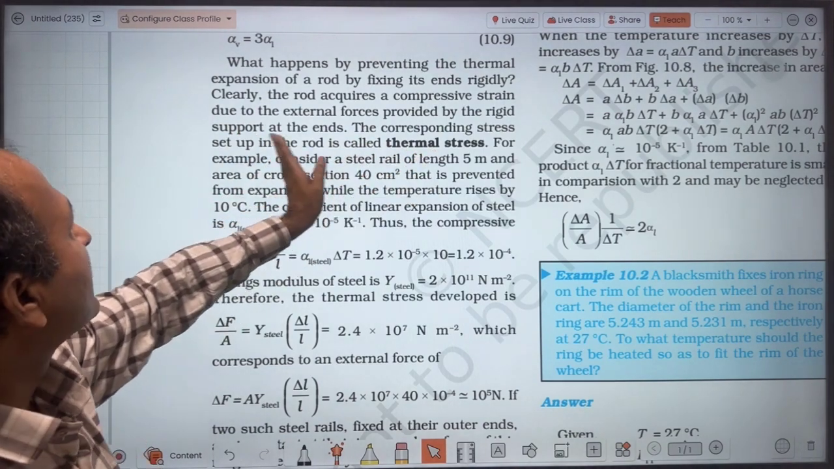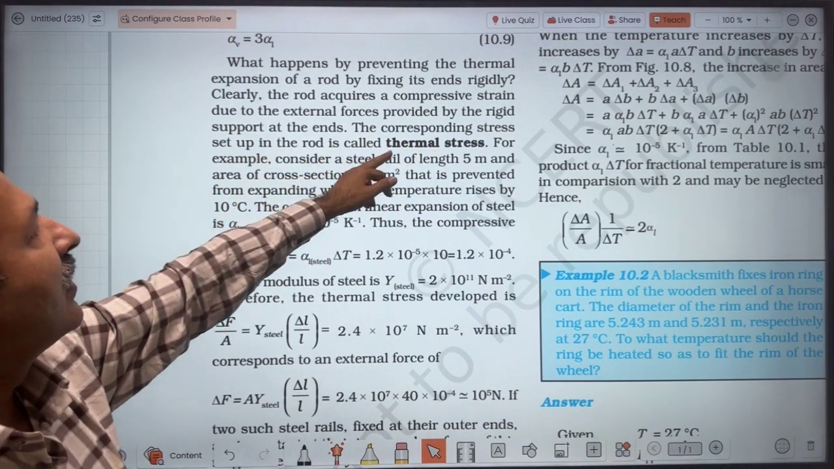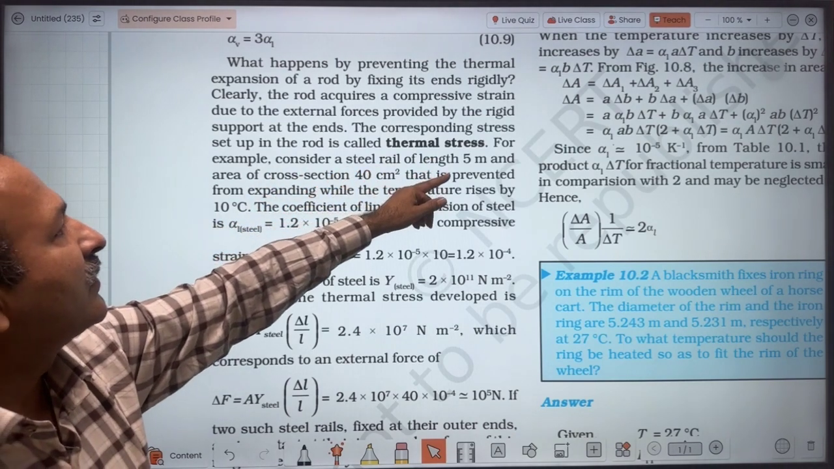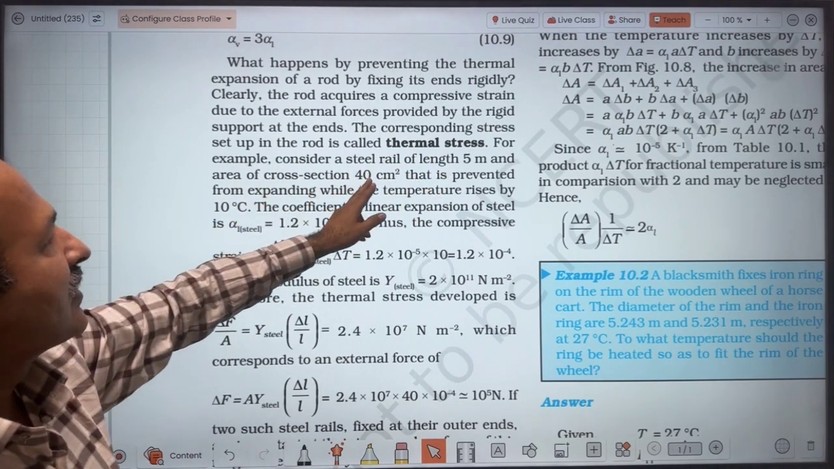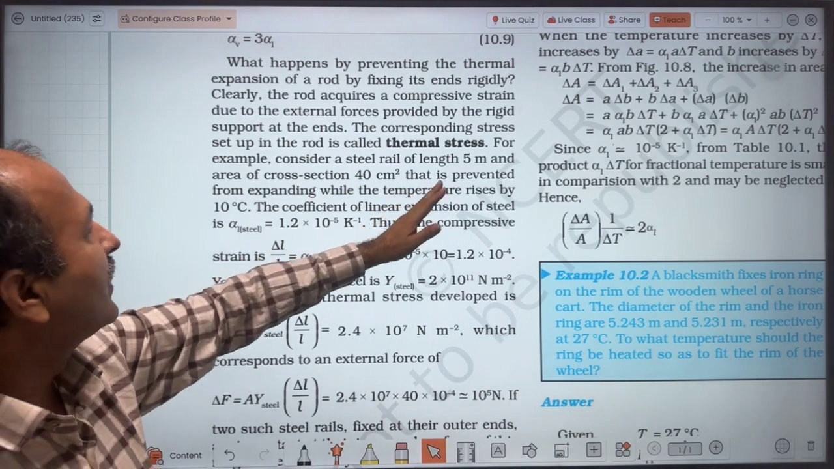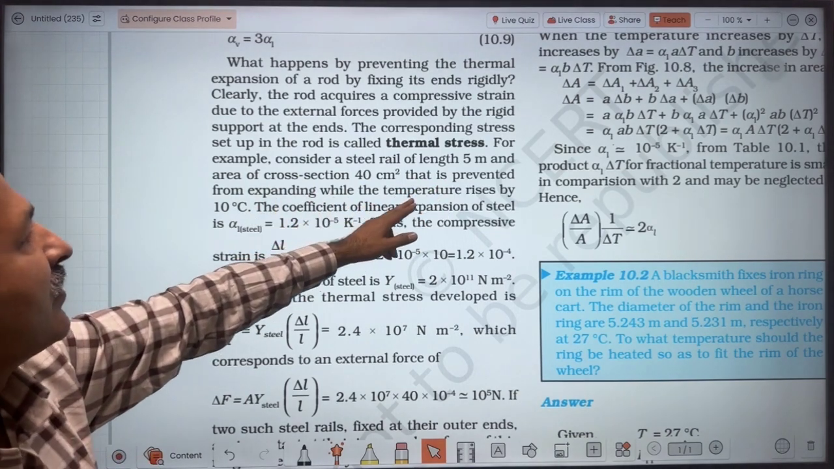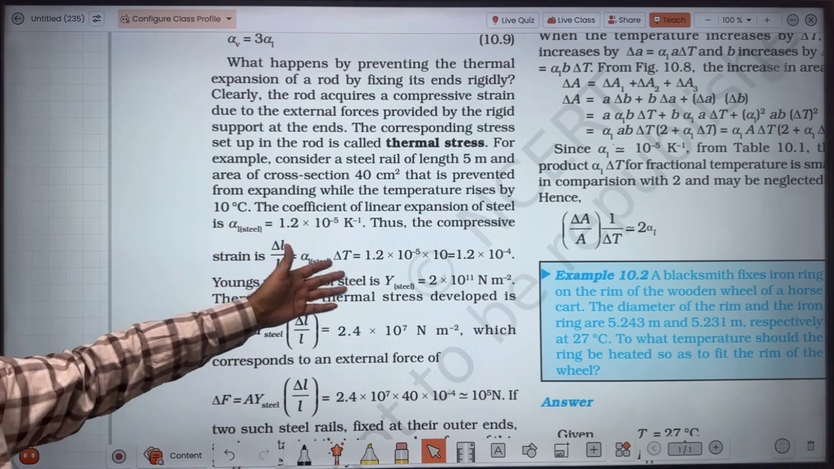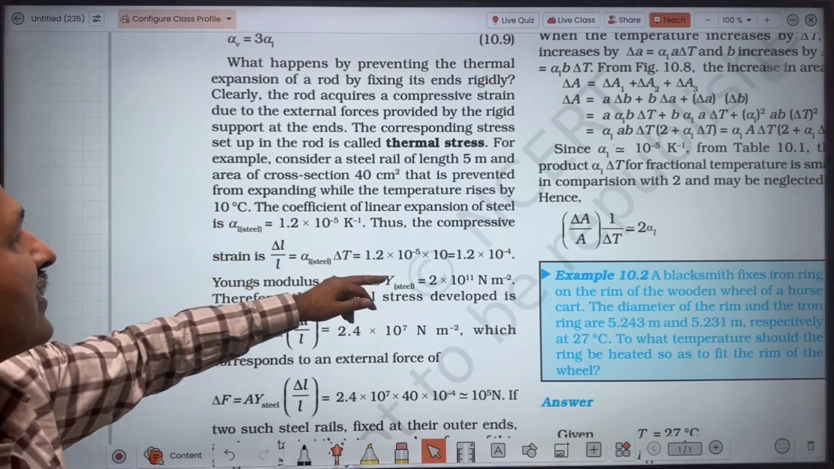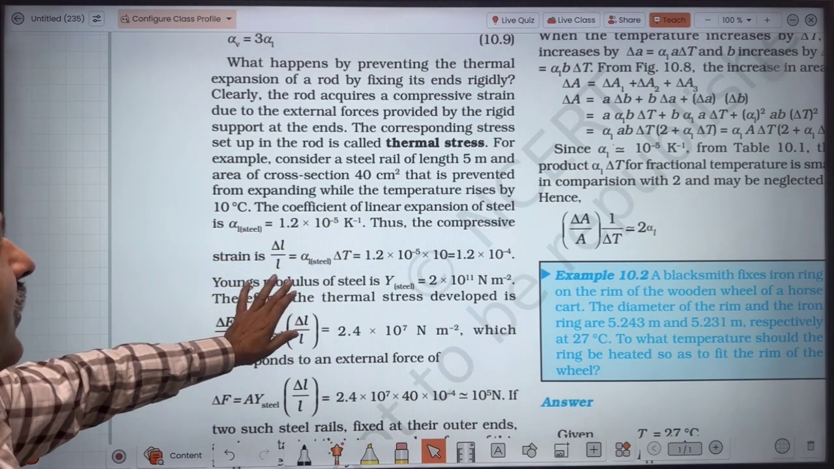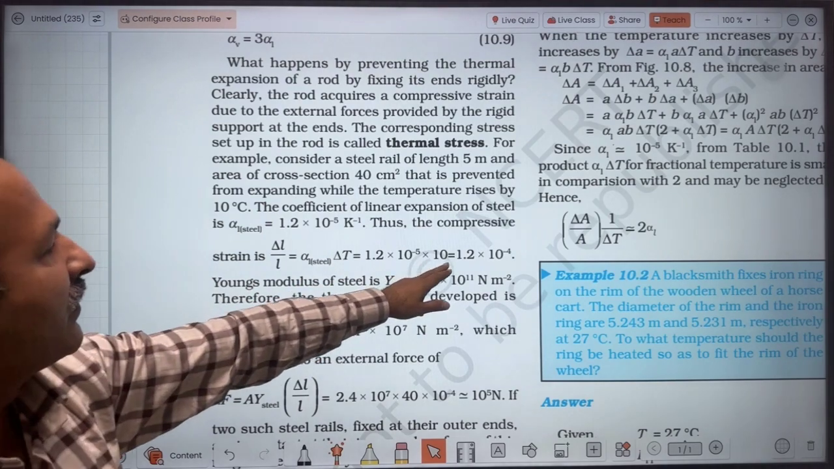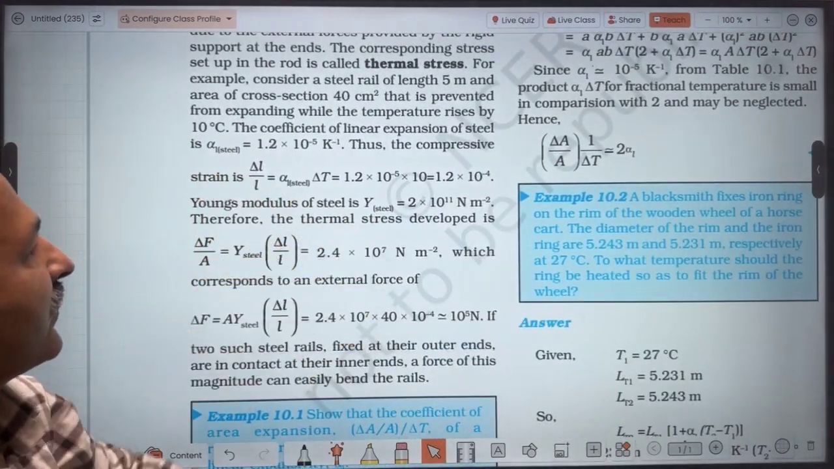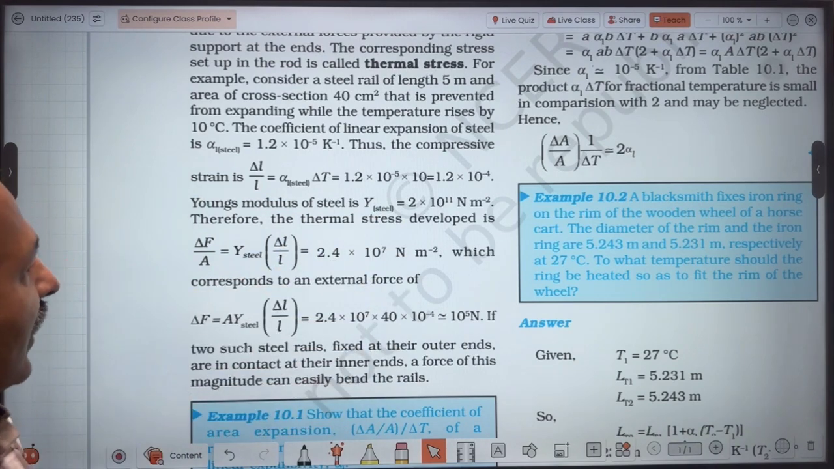The corresponding stress set up in the rod is called thermal stress. For example, consider a steel rail of length 5 meter and area of cross section 40 centimeter square that is prevented from expanding while the temperature rises by 10 degrees centigrade. Of course, there will be expansion. The coefficient of linear expansion is given, so we can find delta L upon L by putting in the value. This will be 1.2 into 10 power minus 4. Young modulus of steel is 2 into 10 power 11.